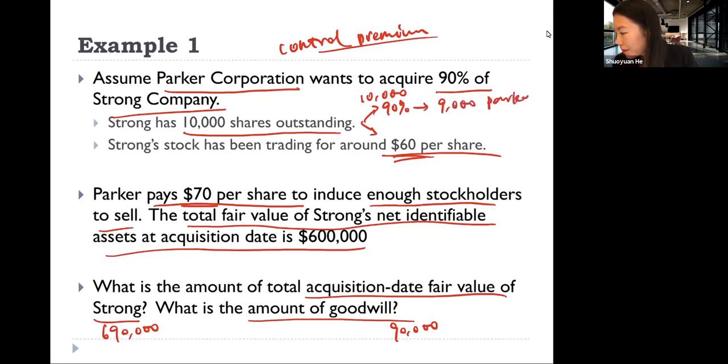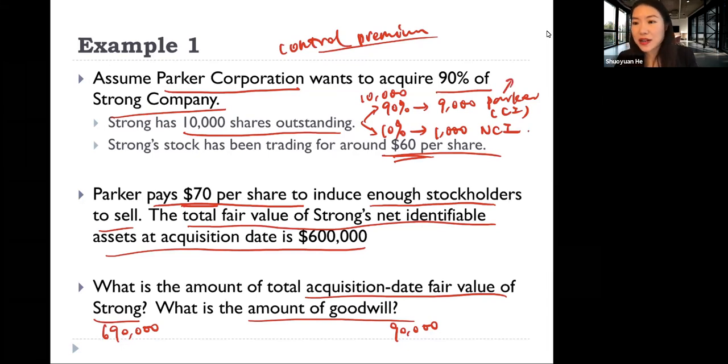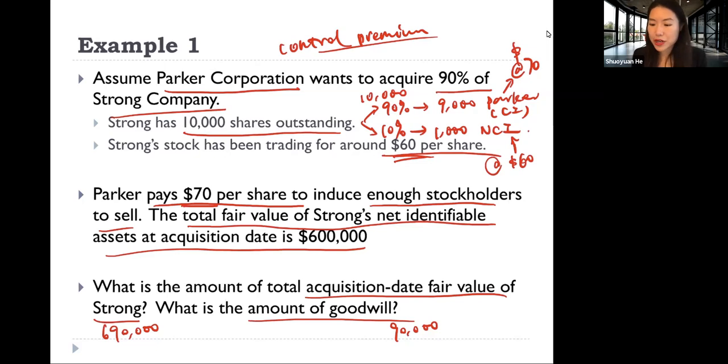So Parker has the controlling interest, and the other non-controlling interest has 1,000 shares. And Parker paid for this 90% controlling interest at $70 per share. And for the non-controlling interest, the trading price is $60 per share. So those are the information given.